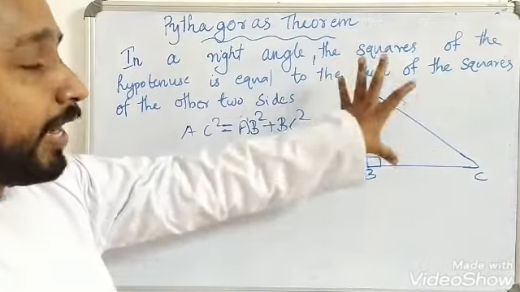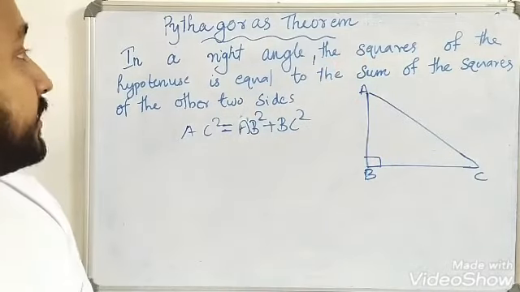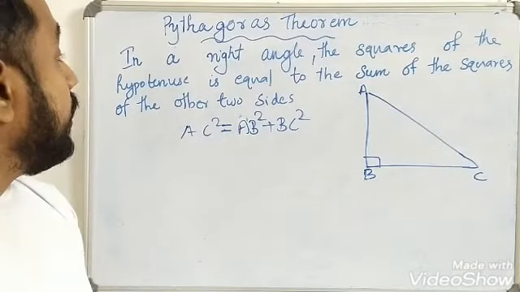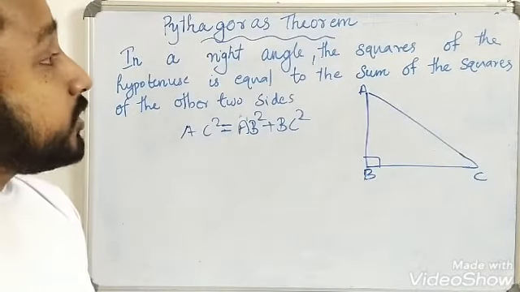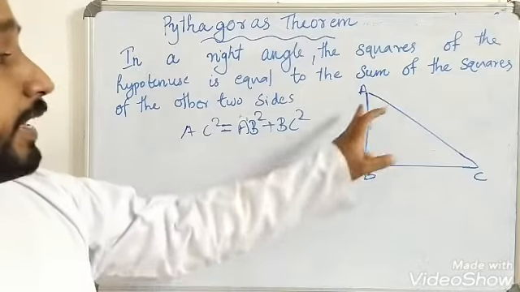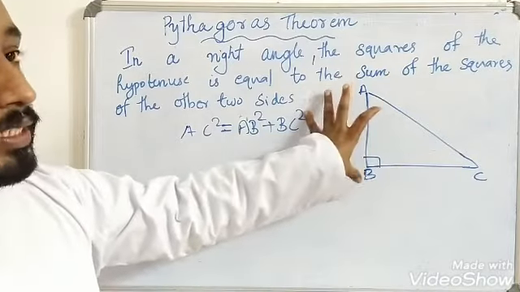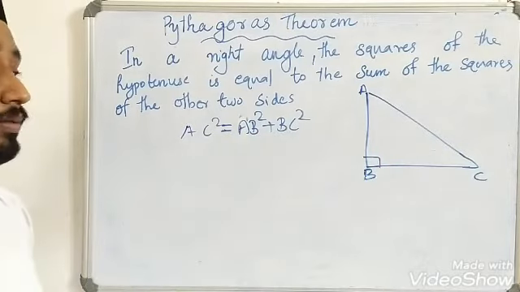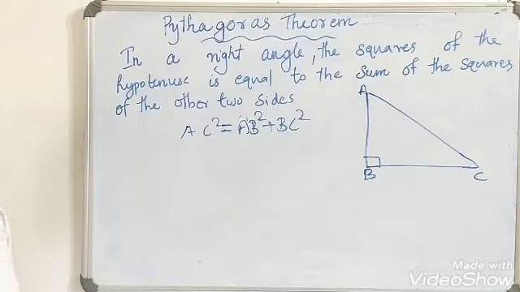In a right angle triangle ABC, right angle at B, AB and BC are the legs, or the altitude and the base, and AC is the hypotenuse. The square of the hypotenuse is equal to the sum of the squares of the other two sides.